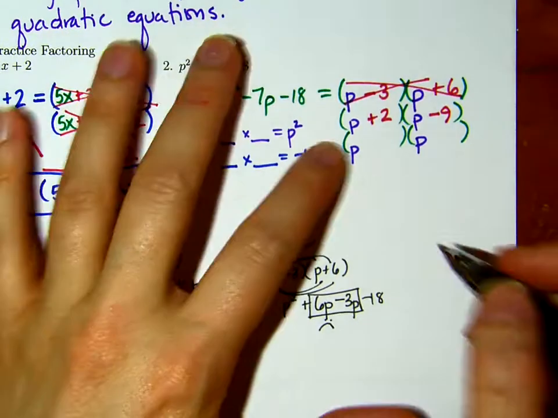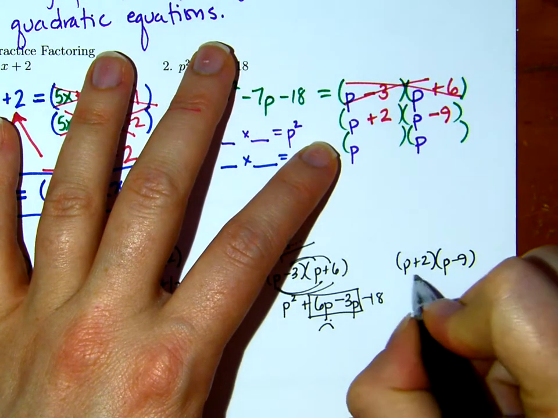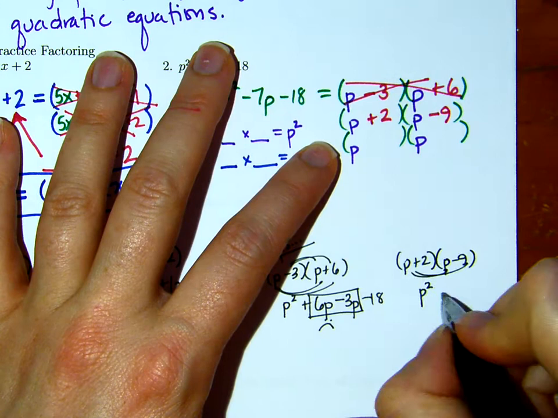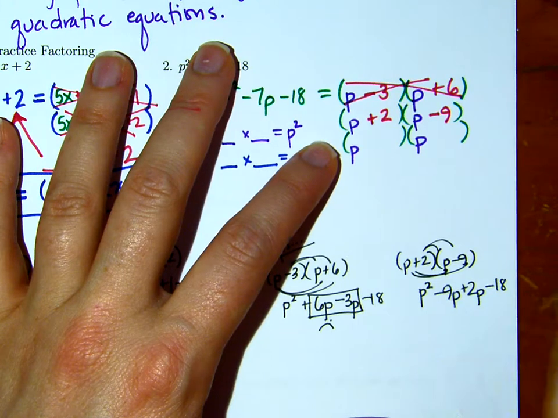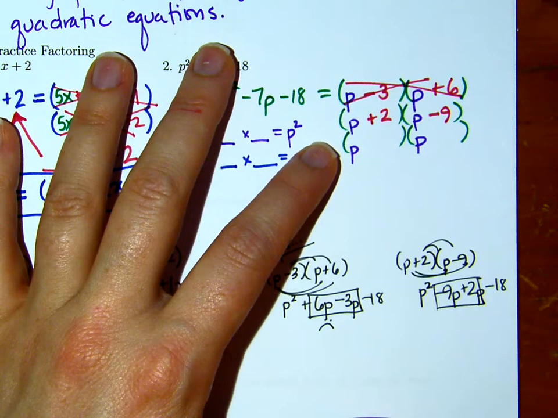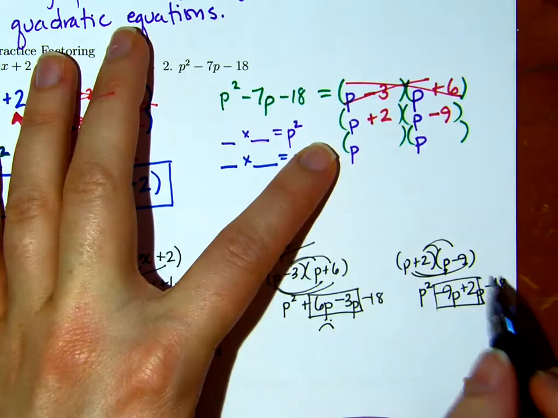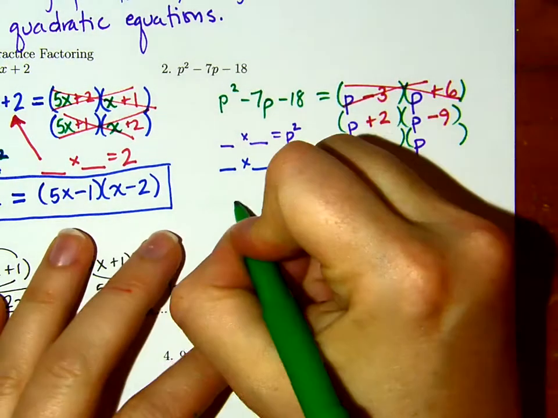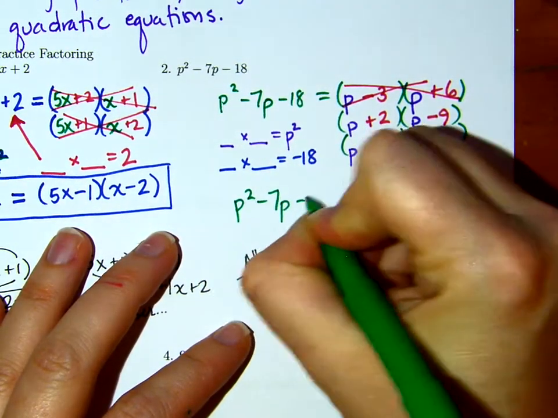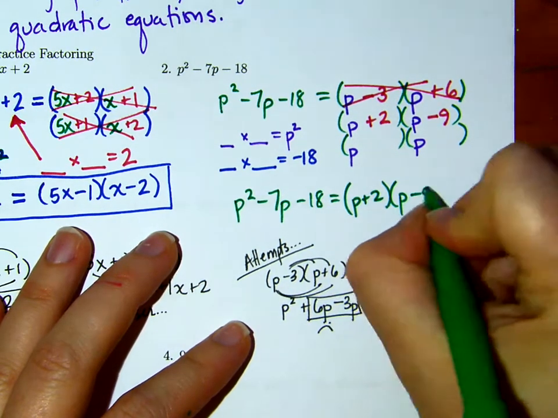Okay, now we check that. So p plus 2 by p minus 9. I see p squared minus 9 p's plus 2 p's minus 18. And there you have it. I see negative 7 p's right in the middle. So p squared minus 7 p's and minus 18. So that is actually our winner. Yay! So let's write that down. P squared minus 7p minus 18 is equal to p plus 2 by p minus 9.